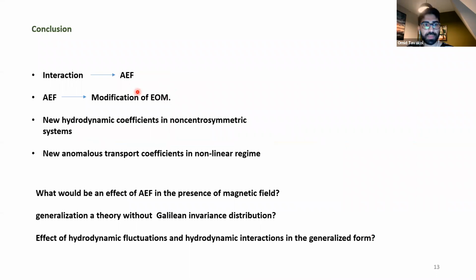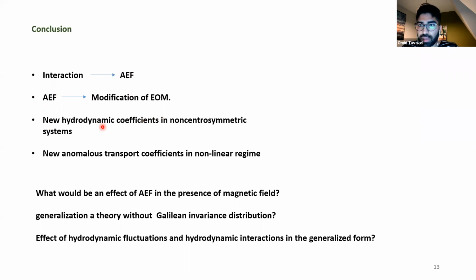In conclusion, we showed that if you have interactions in your system, you have an additional artificial electric field, and this artificial electric field gives rise to a modification of the equations of motion, and there are new hydrodynamic coefficients in your non-centrosymmetric system, and finally we found new anomalous transport coefficients in the nonlinear regime.